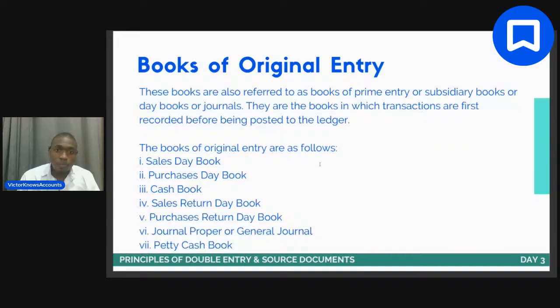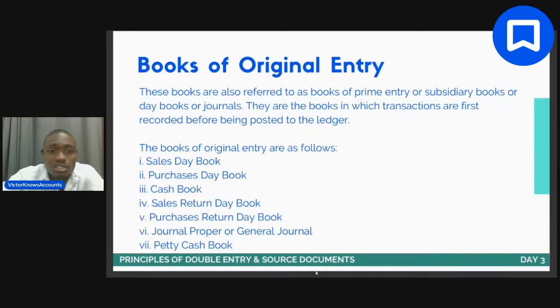One importance of journals, books of original entries generally, and even journals, is that they record transactions in more detail. For example, your journal has a format. You have the date, the particulars, the debit, and the credit. Then after every transaction, when you say debit this and credit this, you include the narration to describe what has happened in that particular transaction. So that's that on books of original entry.